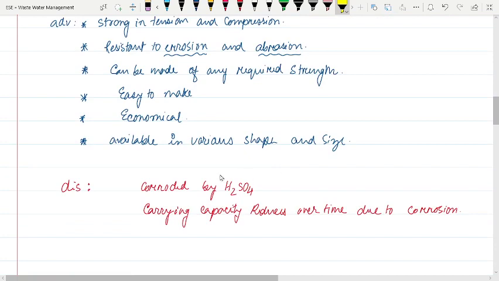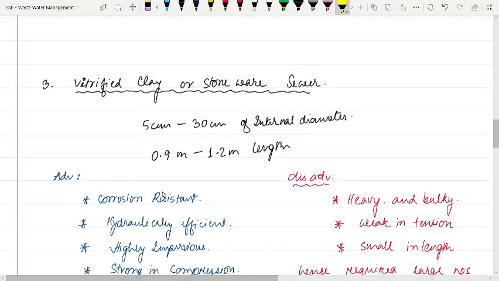The problem is it can be corroded by H2SO4, so we cannot use it in an acidic environment. The carrying capacity reduces over time due to corrosion. Obviously this is the effect of corrosion. Those are the disadvantages.